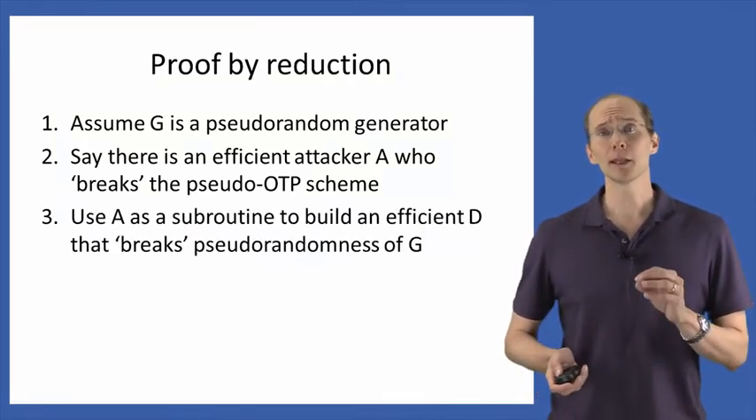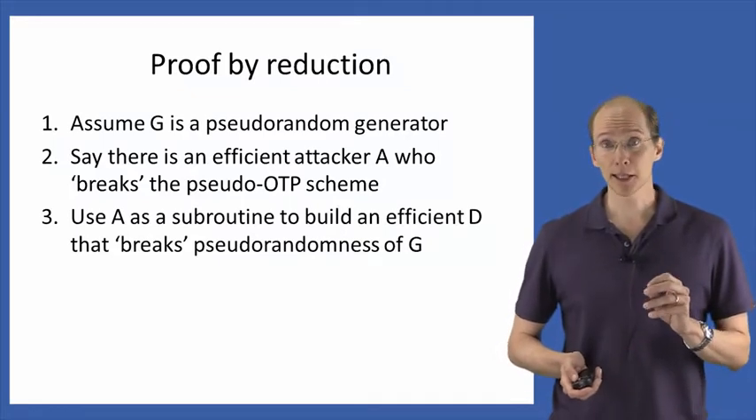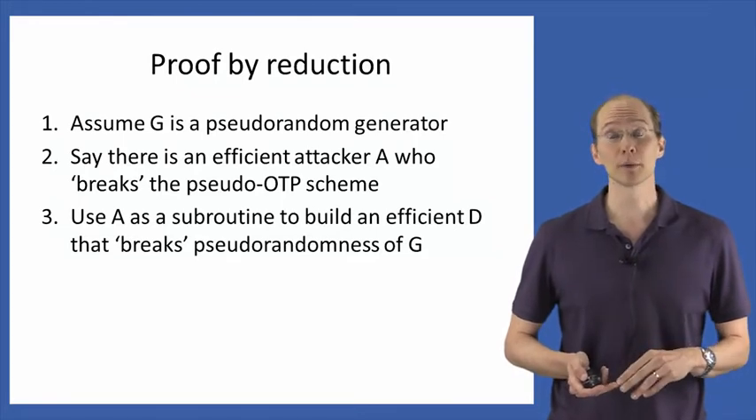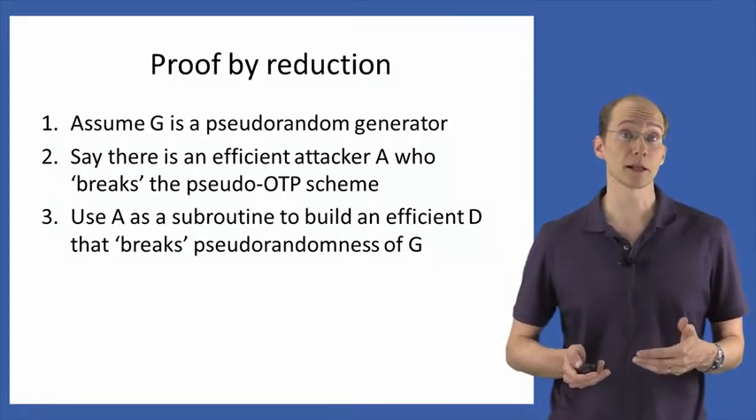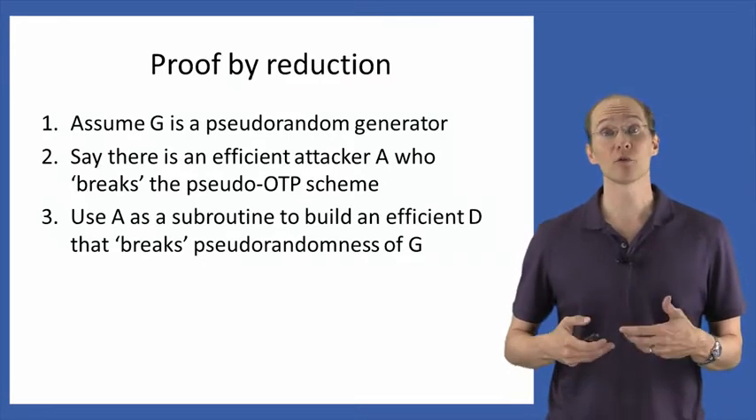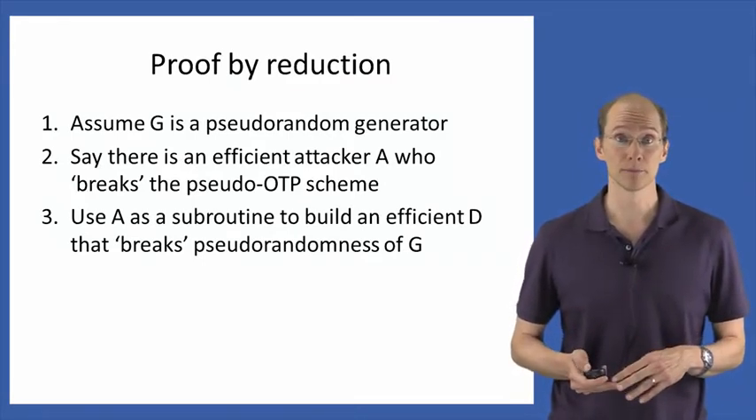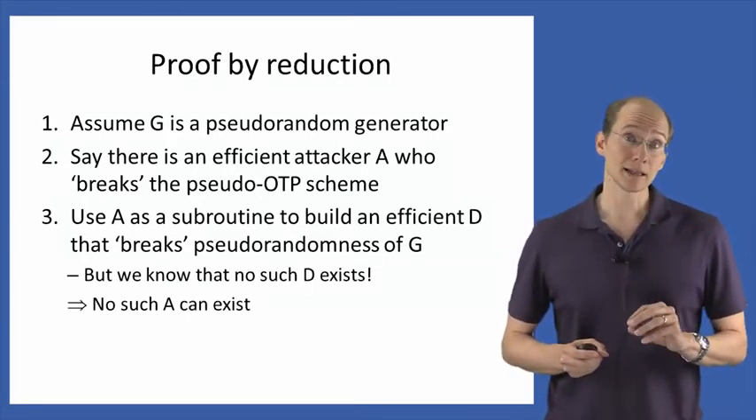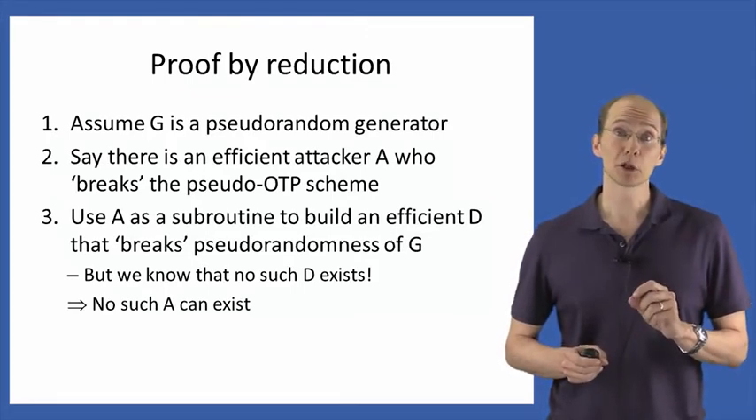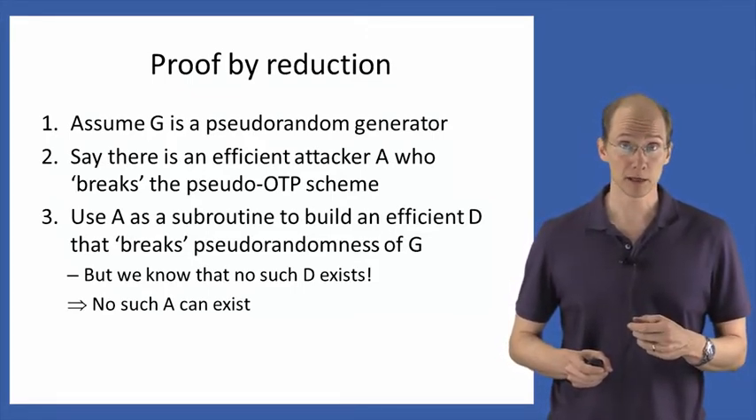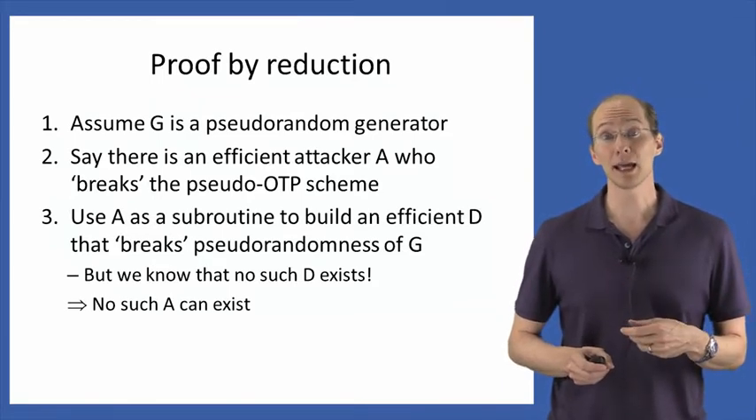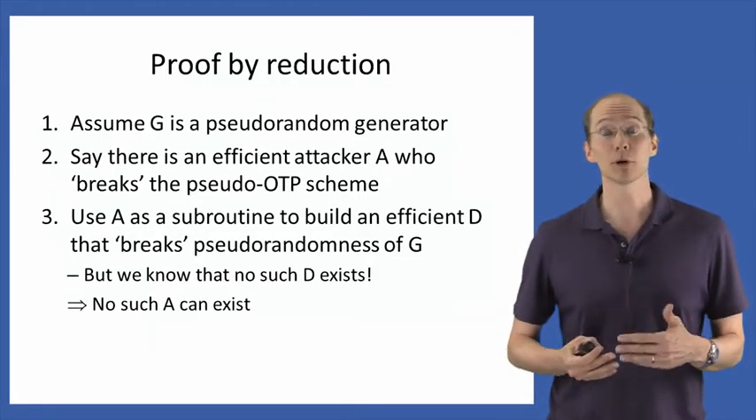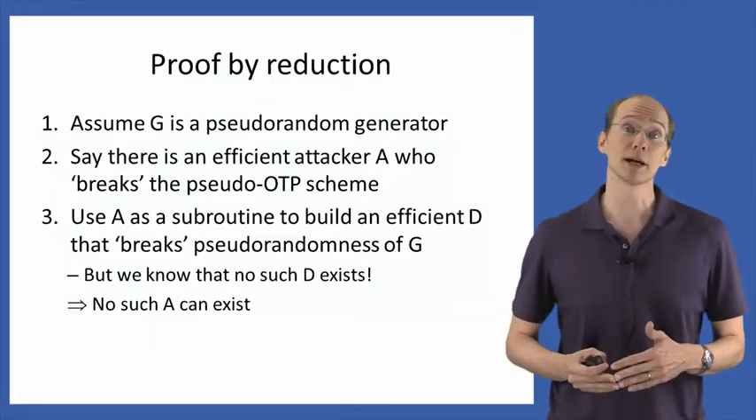What we'll then do is use this algorithm A as a subroutine to build an efficient algorithm D that breaks the pseudorandomness of G. And here again, I mean breaks in a very formal sense, in terms of the formal definition of what it means for G to be pseudorandom. Now we'll relate the probability with which D can break the pseudorandomness of G to the probability with which A can break the security of the pseudo one-time pad encryption scheme, and show that if A indeed breaks the pseudo one-time pad scheme, then D breaks the pseudorandomness of G.